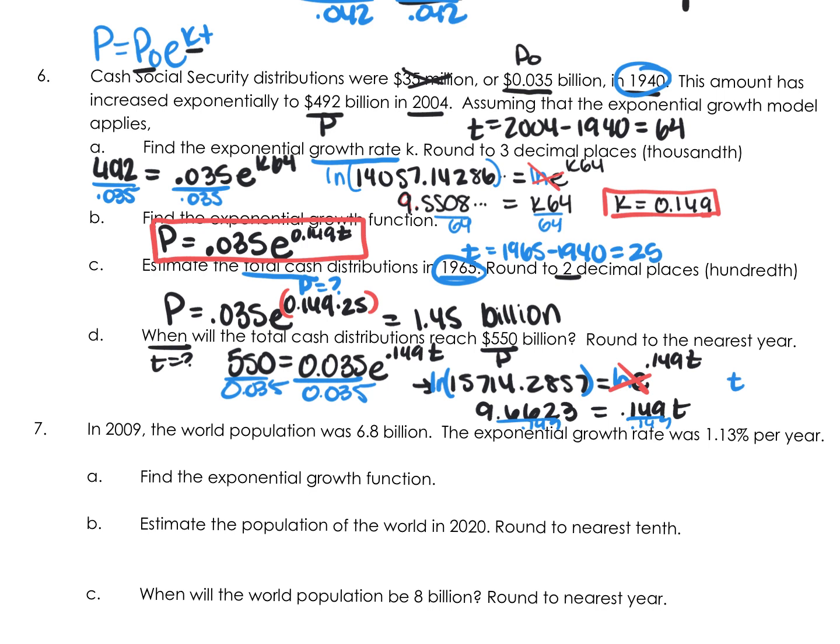And we'll get t is equal to 64.84. And if we round that to the nearest year, we'll round the 64 up to 65 because of the 8.